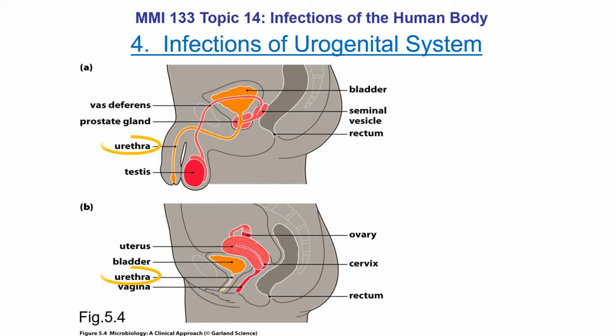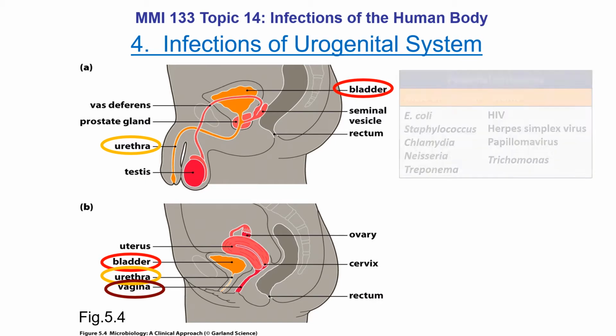So when we're talking about the urogenital system, we're talking about all of these parts. Of course, there are some different anatomical differences between men and women. Both men and women have a urethra, so we're talking about infections of the urethra and also infections of the bladder. And of course, we're also talking about sexually transmitted diseases, so that would involve the vagina and other parts of the genitals, the penis, and related body parts.